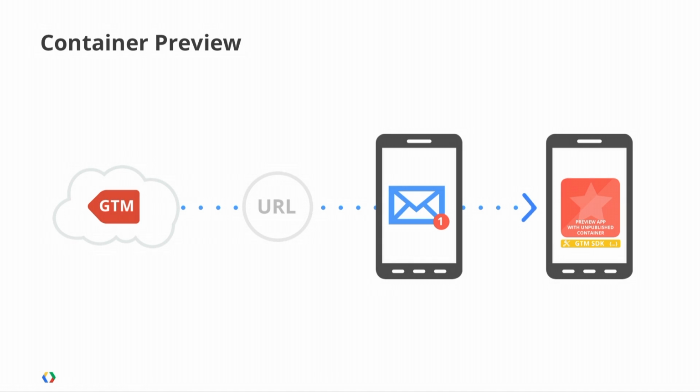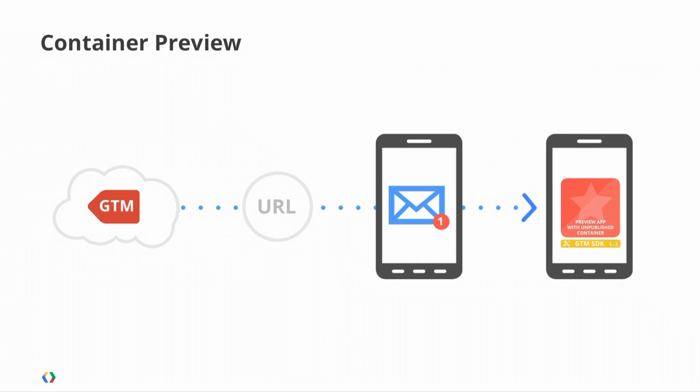Preview. So you make changes to your container, and you want to actually try them out before you ship them off to your thousands or hundreds of thousands or millions of customers. Right? Kind of makes sense. How do you do that? Well, in GTM, you choose Preview, and it gives you a URL. That URL, you then email or SMS to your device. And from your device, you open that URL.